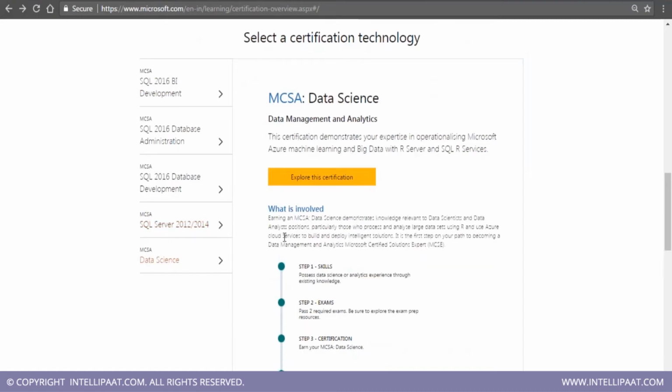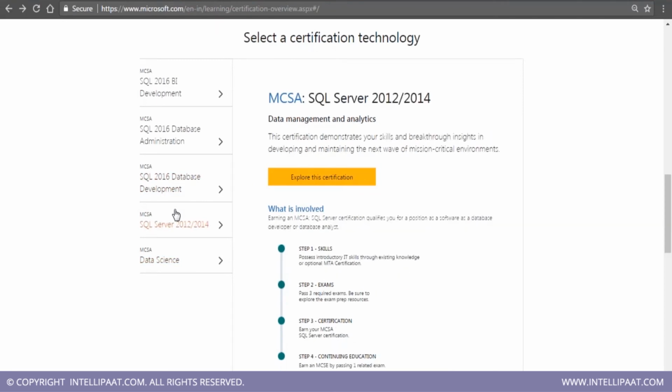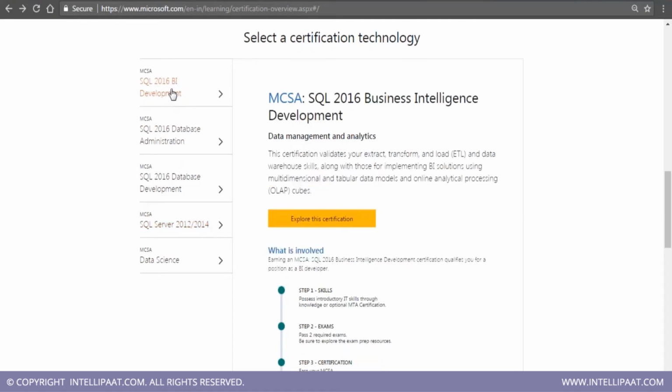Very recently they've also introduced the data science certification. It's a very recent development. It was not there before, but given the huge craze toward data science, they've actually introduced this as well. But for our intents and purposes, MSBI particularly, which is also rich in SQL Server concepts, we are primarily concerned with the MCSA SQL 2016 BI development.